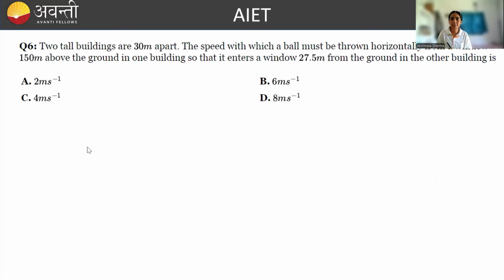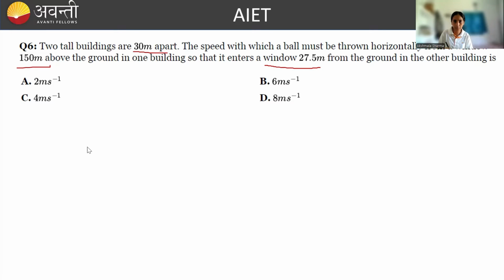Now two tall buildings are 30 meters apart. Find the speed with which a ball must be thrown horizontally from a window 150 meters above the ground in one building so that it enters a window 27.5 meters from the ground in the other building.